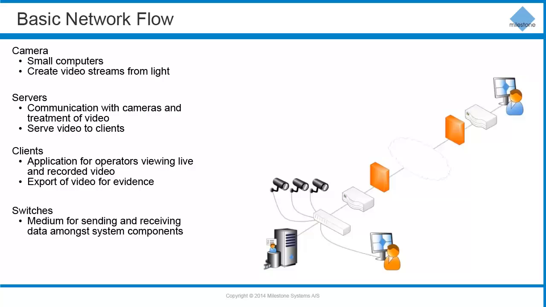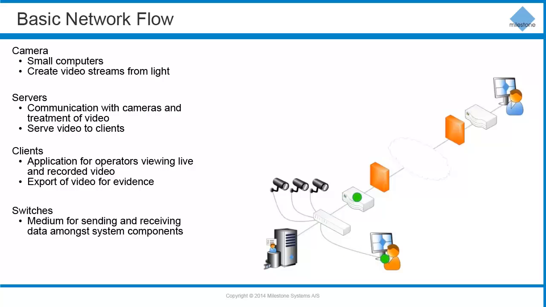Let's summarize the basic flow of video in an X-Protect surveillance system. In this example, we are using a single server system, but the same principles apply to multi-server systems as well. When an X-Protect server is initially configured, it will establish communication with the configured cameras. It will communicate the desired video compression format, resolution, frame rate, and any other settings that have been configured. The camera will comply with the desired settings and start streaming video to the recording server. All communication happens through the switching infrastructure.